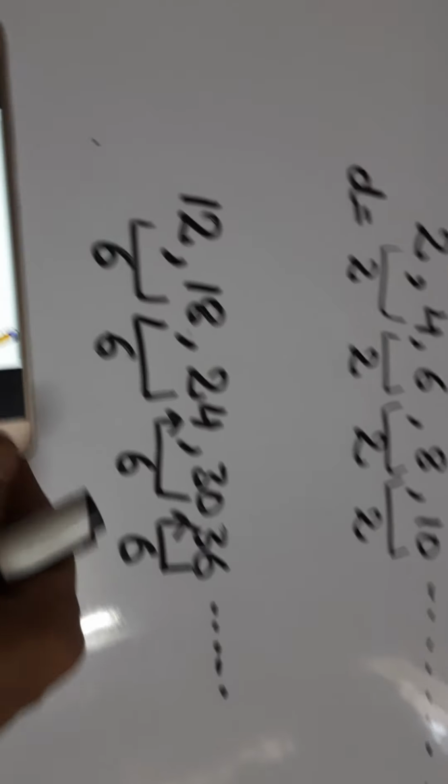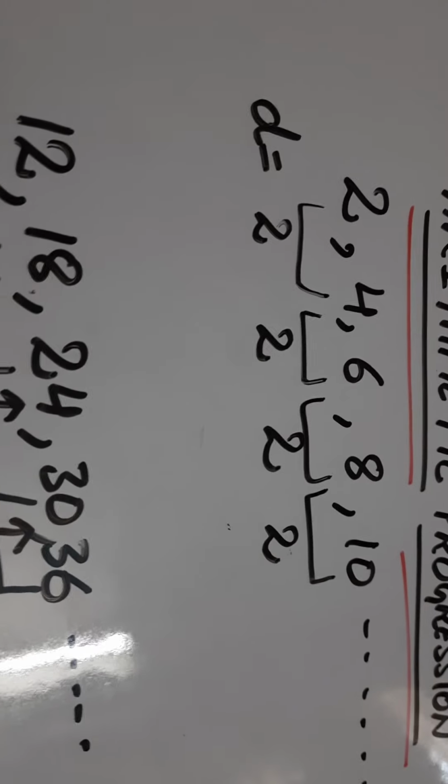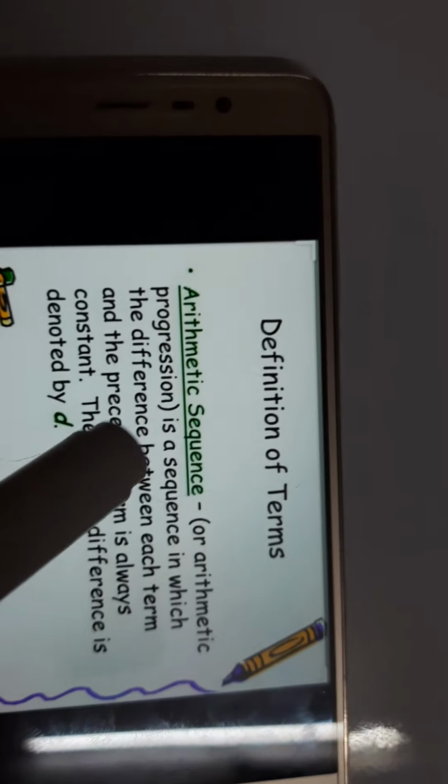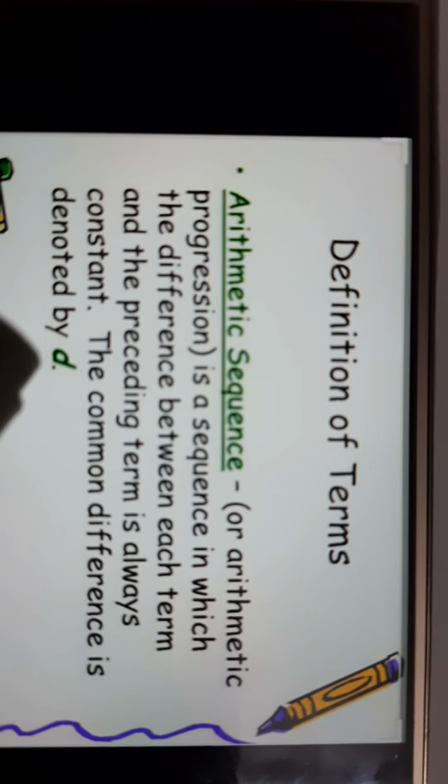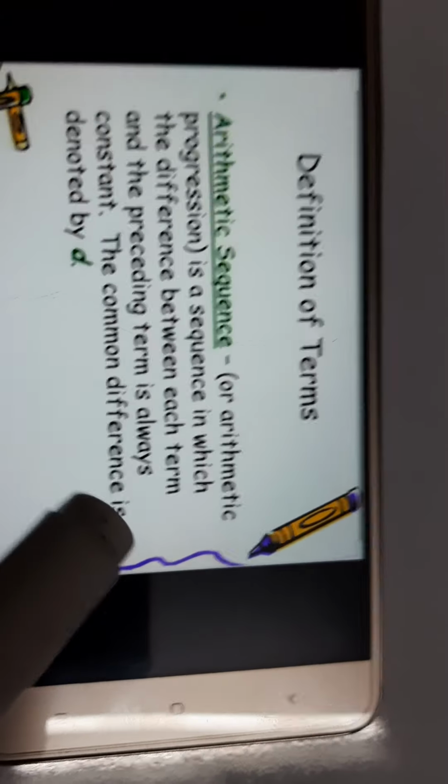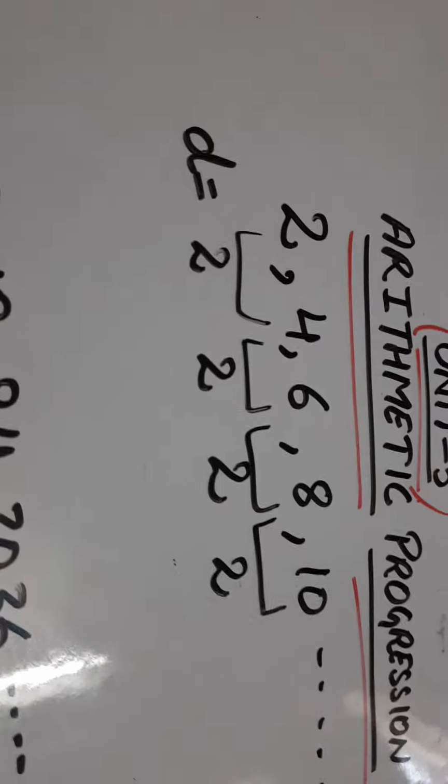The definition is clear to you now. So what is the definition? The definition is that a sequence in which the difference between each term and the preceding term is always constant. So you can see the difference is constant. The common difference is denoted by D. So I hope it is clear to you.